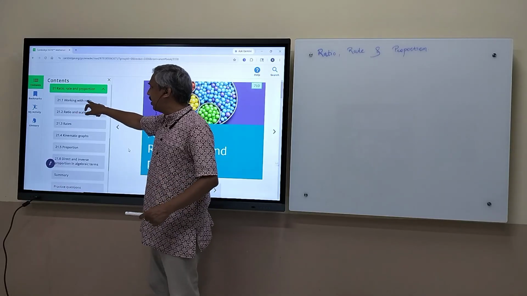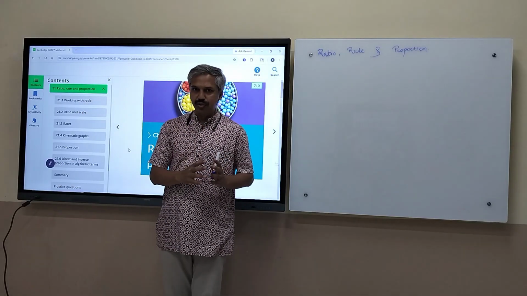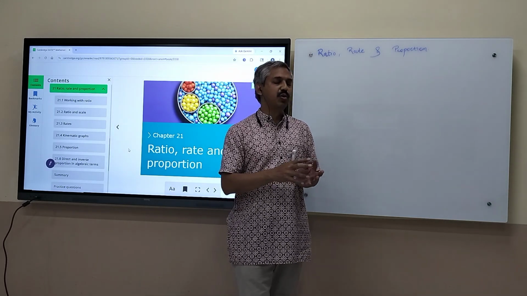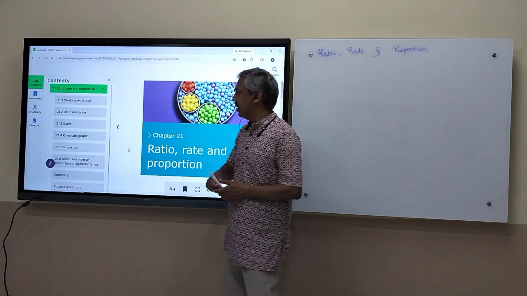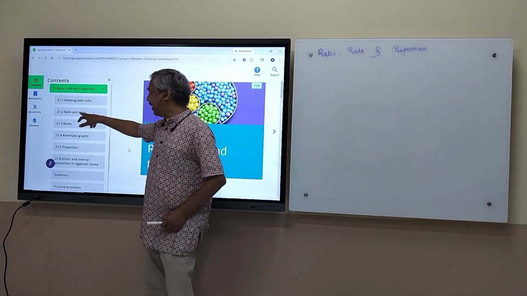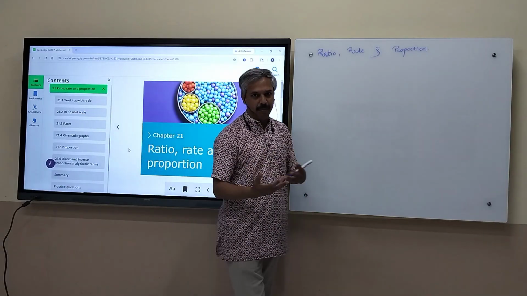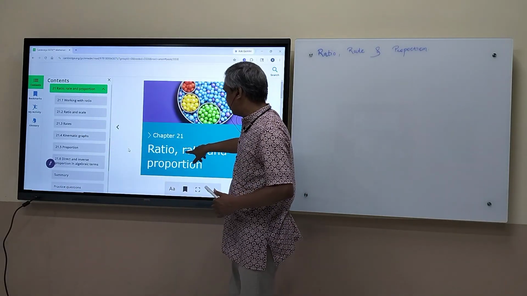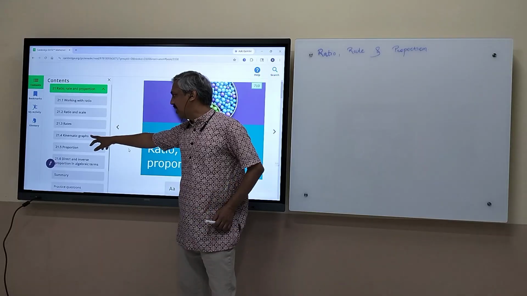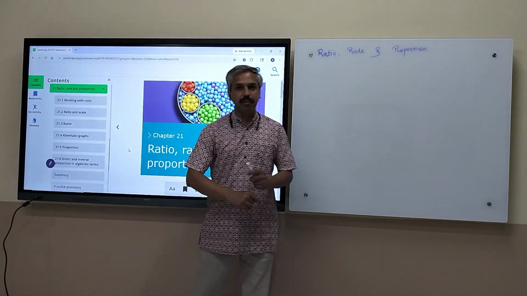We'll start with working with ratio. We'll understand what is ratio. Once we understand what is ratio, we'll see how we can use it, how we can work around with it. Then we'll see the ratio and the scales on the map. And then we'll see the actual topic called rates. And after we know the rates, there will be graphs and then there will be proportion.